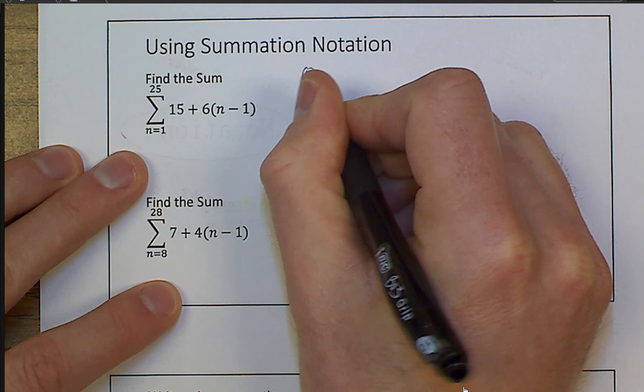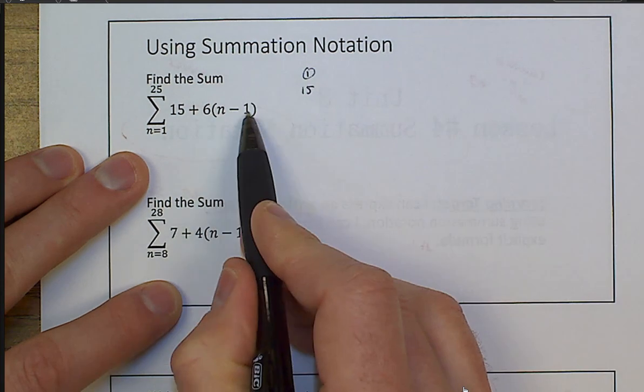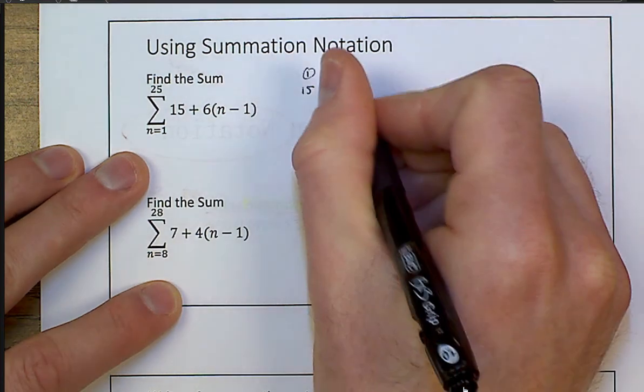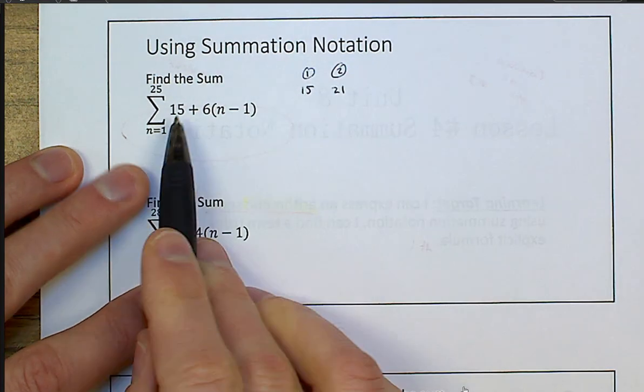Let's plug in a 2. 2 minus 1 is 1. Times 6 is 6. 6 plus 15, my second term is 21. Now with this, you can kind of see what's happening.